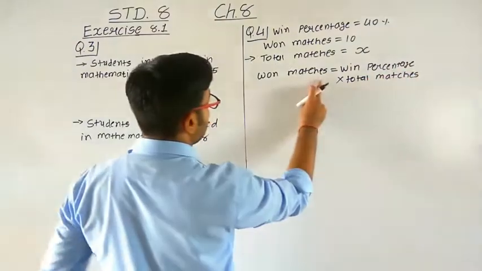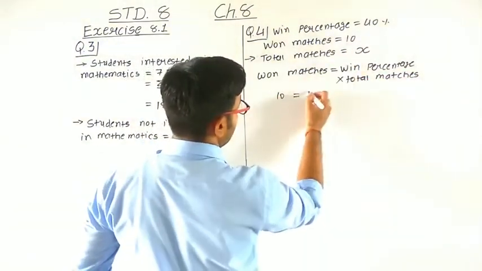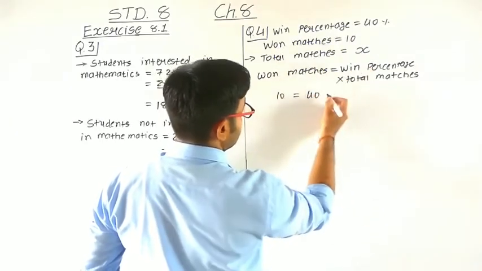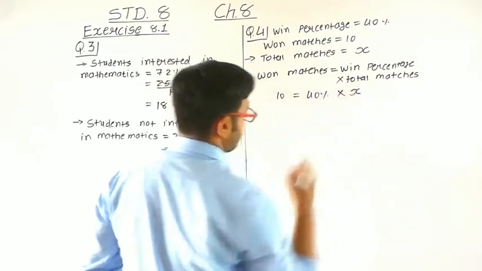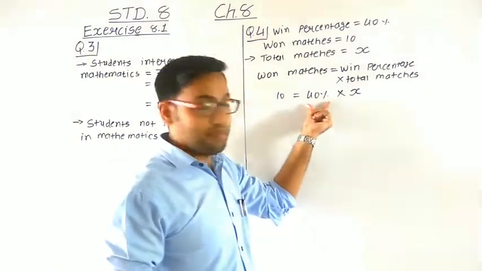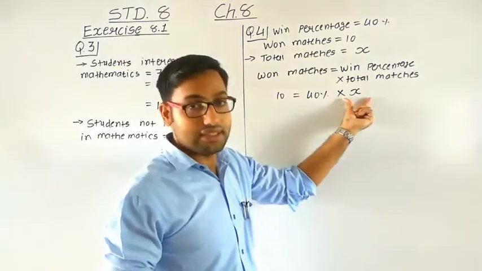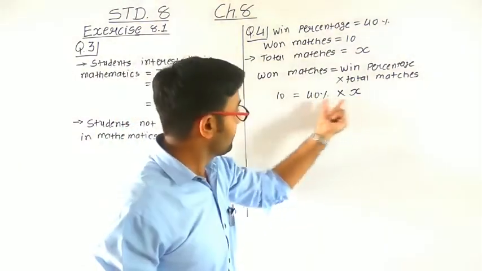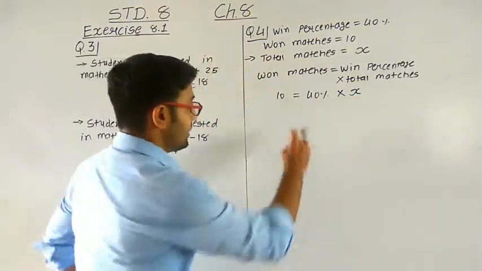So matches won is how much? That is 10. Win percentage is 40, and total matches is x. So here we can write 40% into x. Out of the total matches x, they won 40%, and 40% of the total is equal to 10. That we have been given. So let us simplify this.